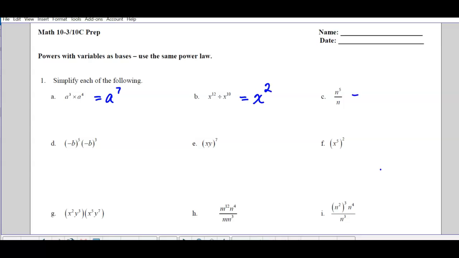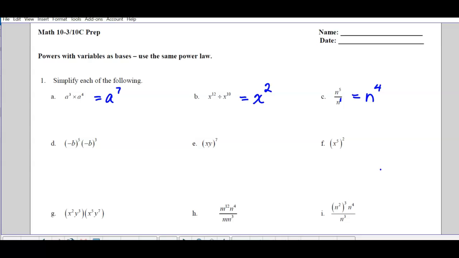Next one, you're dividing as well, but it's in fraction form. Be aware that the exponent on n here is 1. If no exponent is shown, it means an exponent of 1. So now when we subtract those exponents, we get 4. So n to the exponent 4. If the base is in brackets, then that's fine as long as the brackets are exactly the same inside.